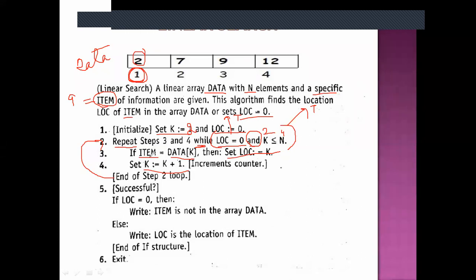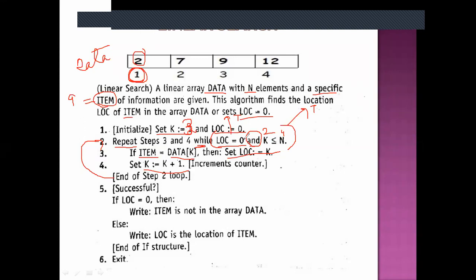That means again I will enter within the while loop. Again, I will check item is equal to data of k, 7 is equal to 9. No. So k will become 3. So here k is becoming 3.